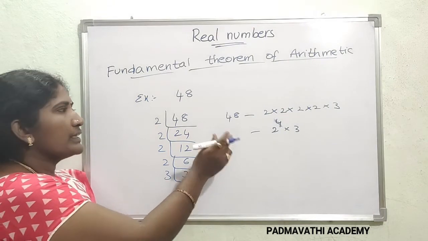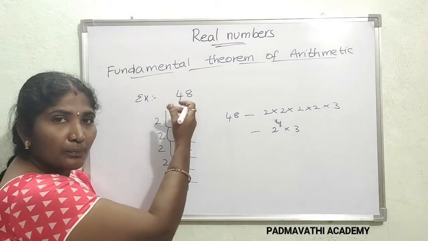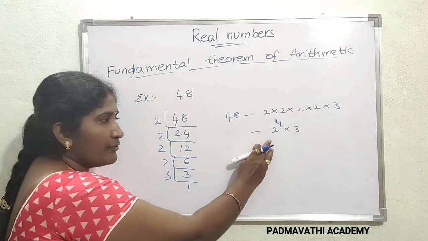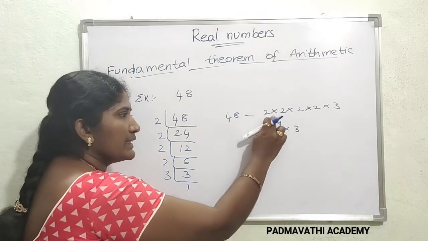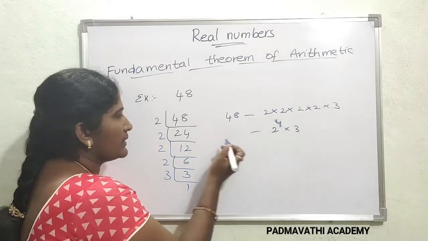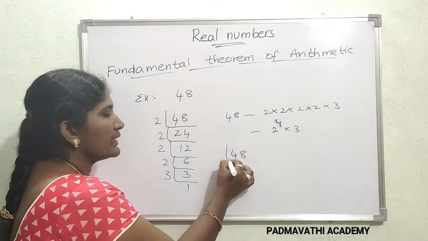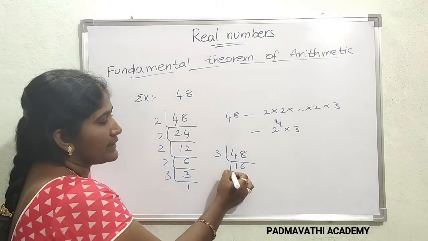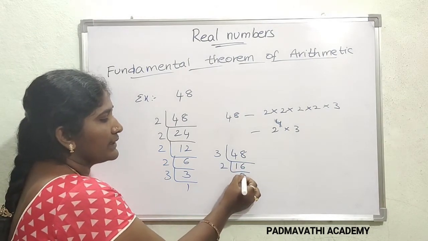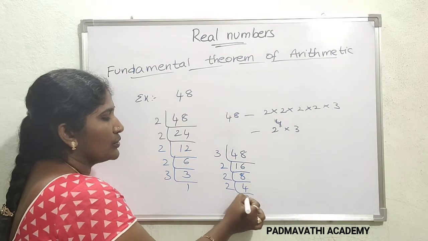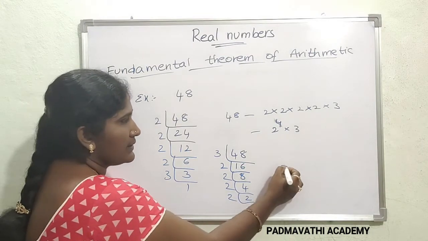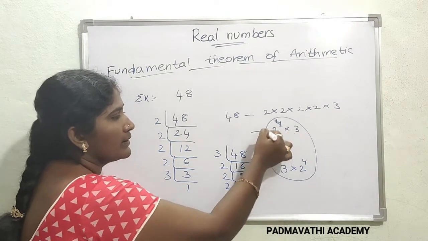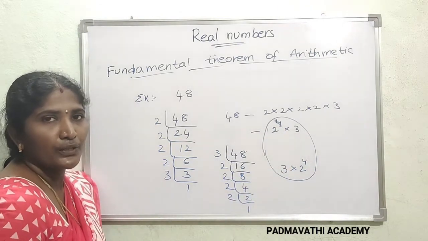So every composite number can be expressed as the product of its primes, apart from the order in which the prime factors occur. This prime factorization is unique. Sometimes some members will take it like this also: first they can take 3 table, 3 ones, 3 sixes. Next 2 eights, 2 fours, 2 twos, 2 ones. This can be written as 3 into 2 to the power 4. Whatever the order, this prime factorization is unique.